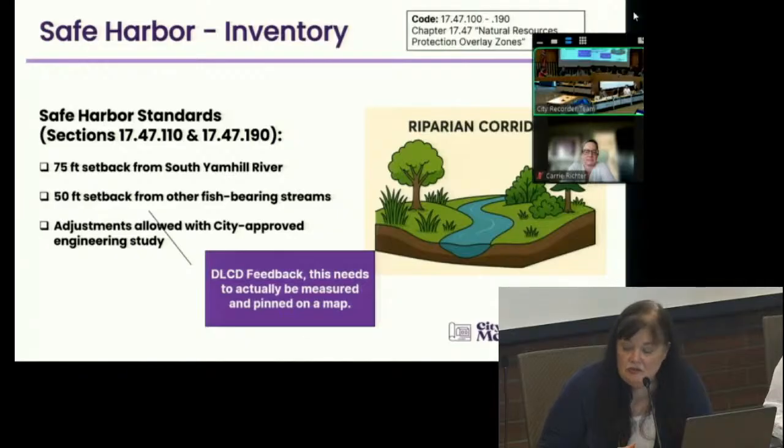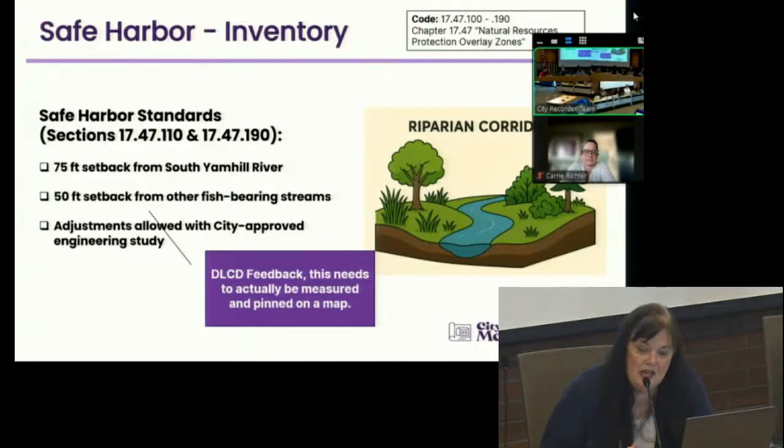We've been in conversation with DLCD for the past 4 years. We're working on this. But their natural resources planner looked at the work after we submitted it in that 30 to 5 day window and got a hold of me the week before we were supposed to originally bring this back to you in April, and said she had a lot of concerns with the riparian corridor work.